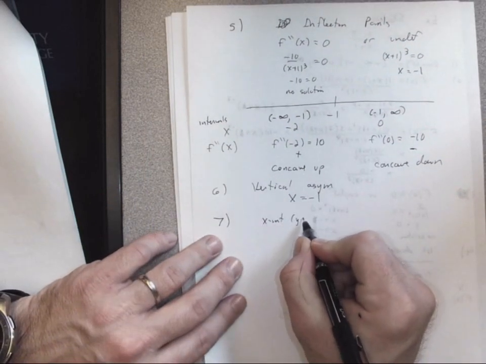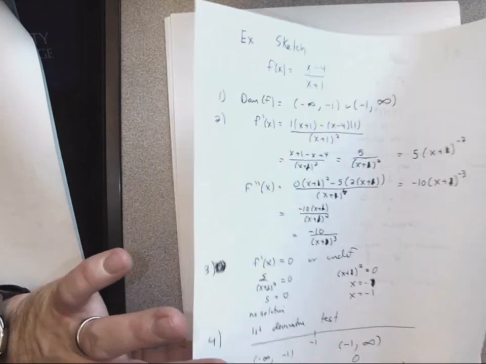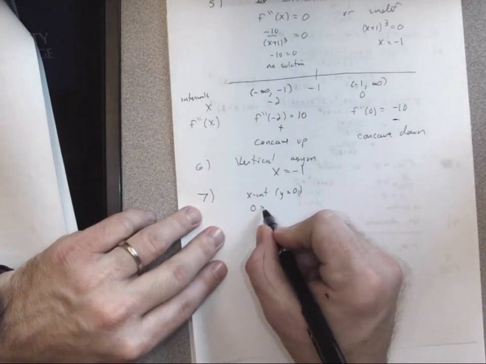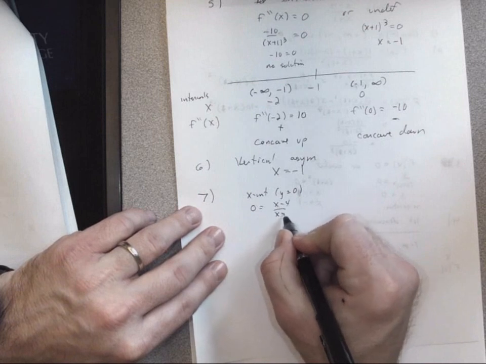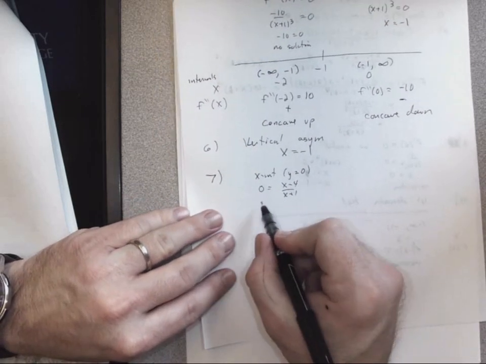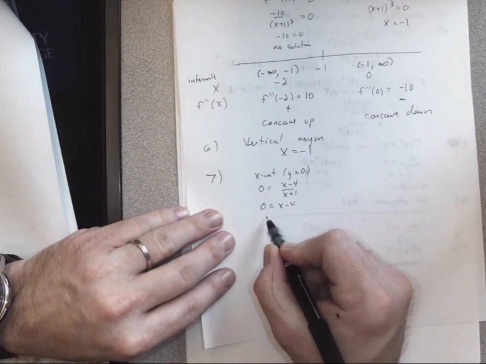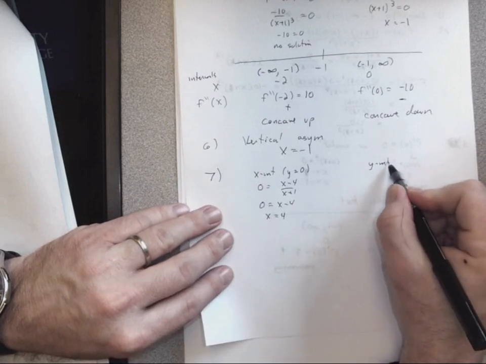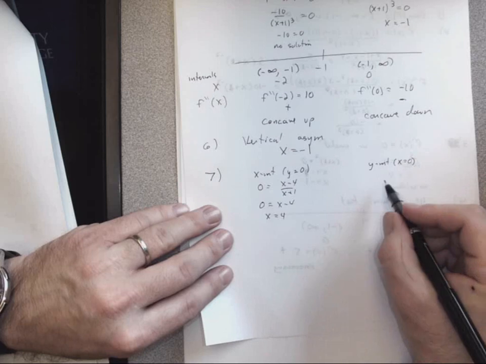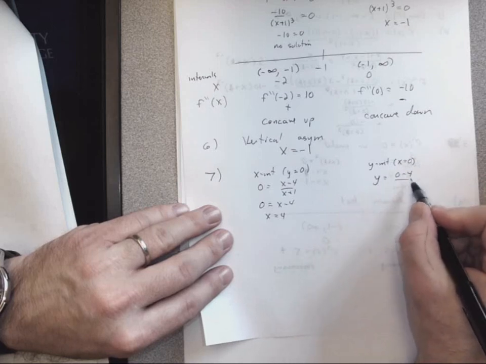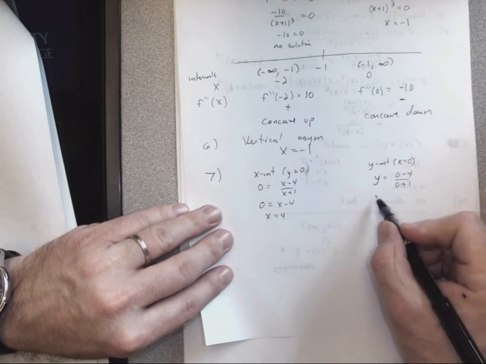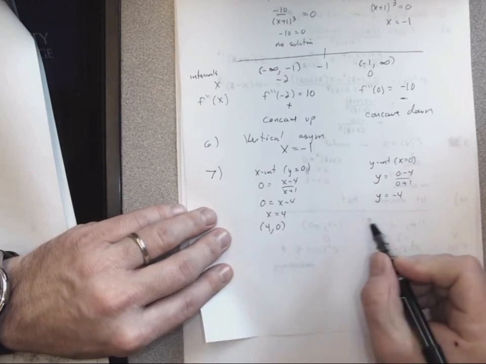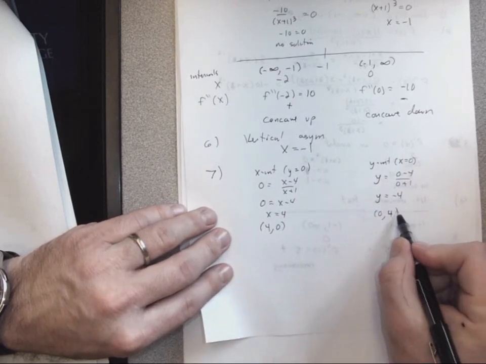So x-intercept is when y is equal to 0. So I had x minus 4 over x plus 1. 0 would be equal to x minus 4 over x plus 1. So 0 would be equal to x minus 4. So x equals 4 is an x-intercept. And for y-intercept, this is when x is equal to 0. So y would be equal to 0 minus 4 over 0 plus 1. So y is equal to negative 4. So at least I had 2 points here. I have 4 comma 0, and I also have 0 comma negative 4.